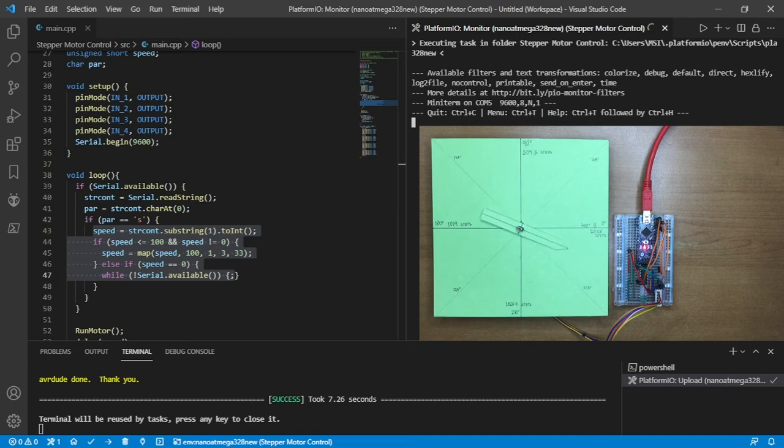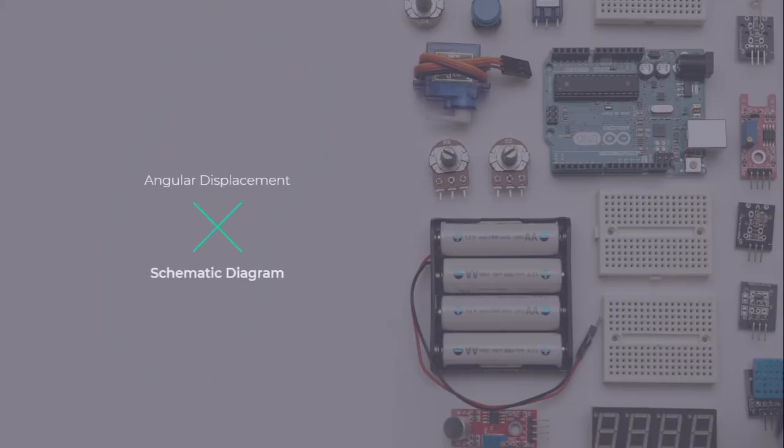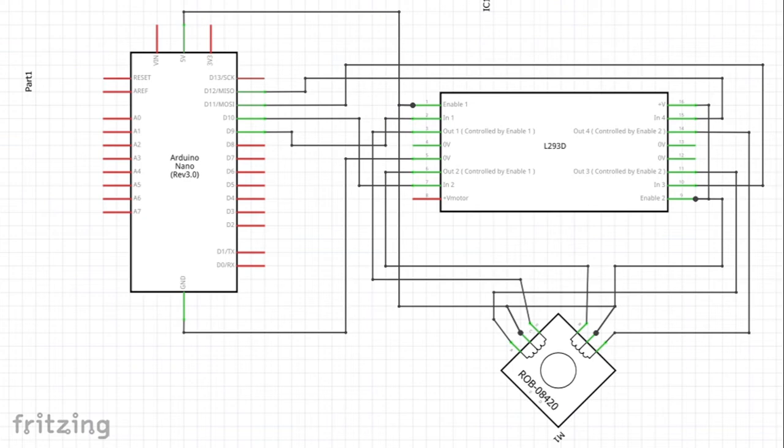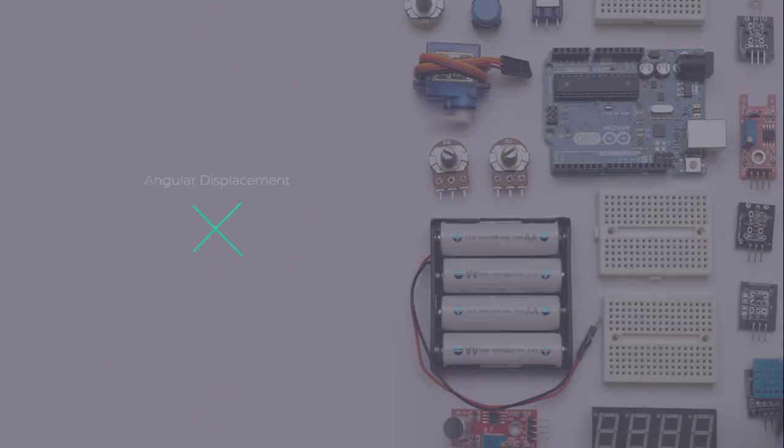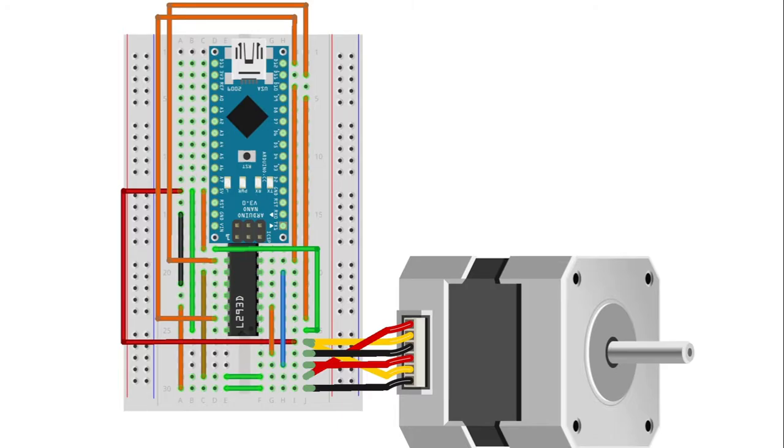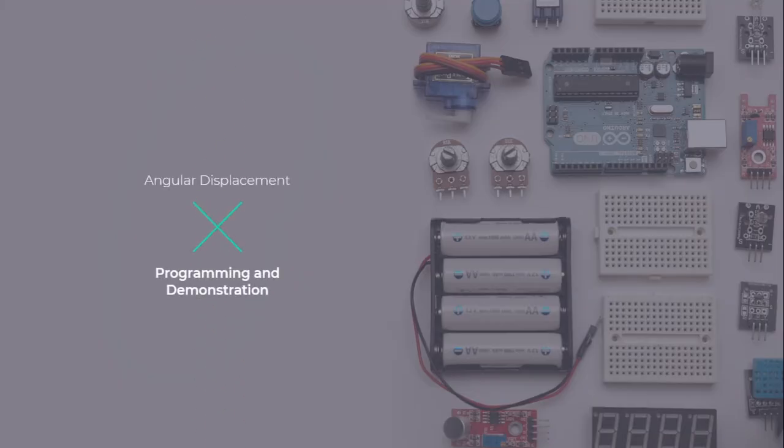Alright, so now that we have completed the part of the experiment for the speed control, we can now proceed to the angular displacement part. Now, for the angular displacement schematic diagram, same as the previous two, we will be using the same schematic diagram as well as the same circuit assembly. Now for the programming demonstration, we will show you again the sped up coding and demonstration.